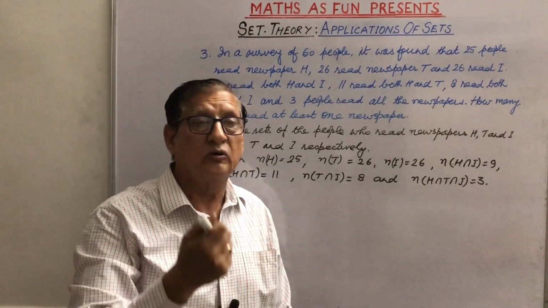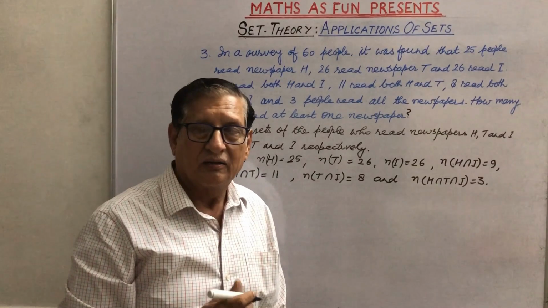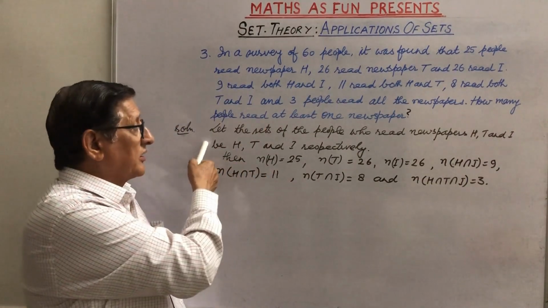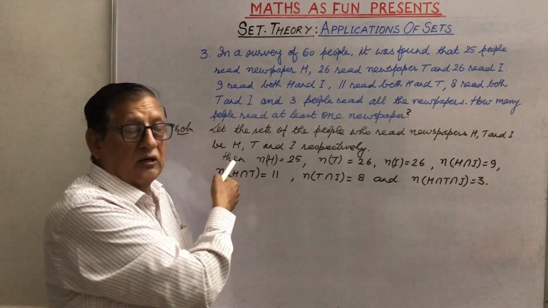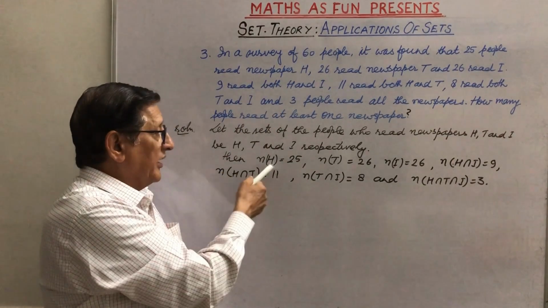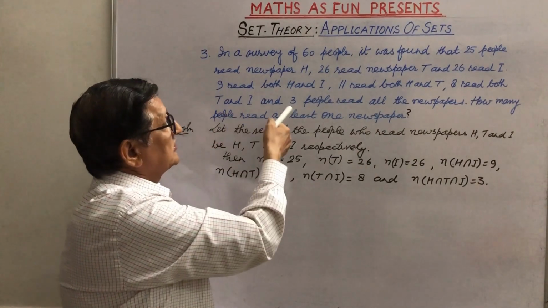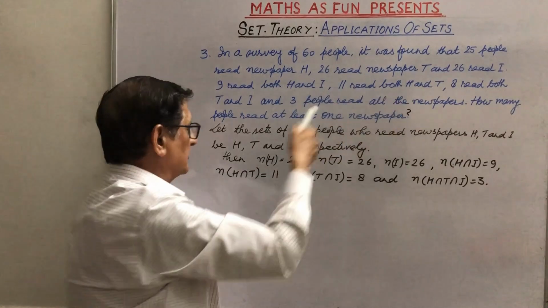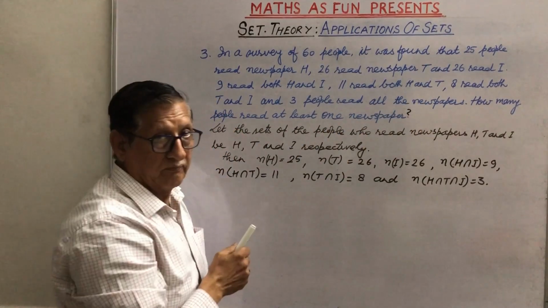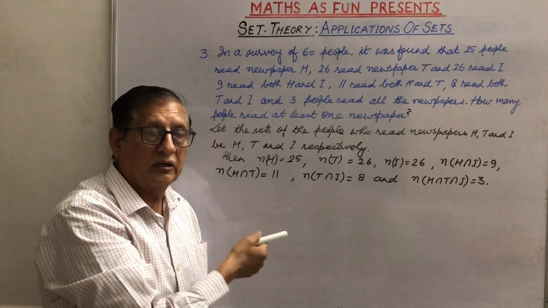It means we have to find out how many people are reading at least one of the newspapers, meaning the number of elements in the union of all these 3 sets. For finding the solution, let the sets of the people who read newspaper H, T and I be named H, T and I respectively. Then we have been given N(H) equal to 25, N(T) equal to 26, N(I) equal to 26, N(H intersection I) equal to 9, N(H intersection T) equal to 11, N(T intersection I) equal to 8, and N(H intersection T intersection I) is 3, because 3 people are reading all the 3 newspapers.